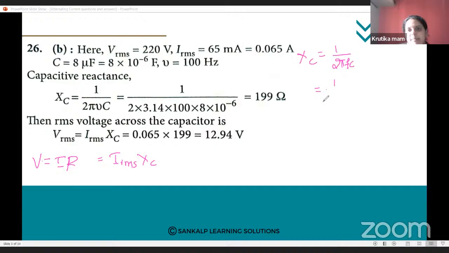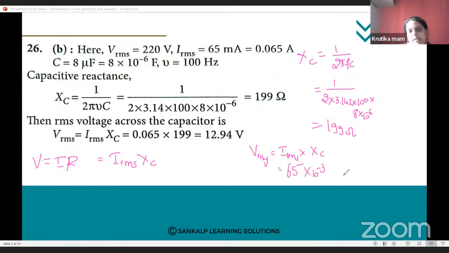So that is nothing but 1 divided by 2 into pi value 3.142 into f. Frequency is given in the question, that is 100 hertz, into C value. So C value is 8 microfarad, that is 8 into 10 raised to minus 6. Yes. So if you simplify this, you are getting 199 ohm. So when you get the XC, we can go for the VRMS calculation. VRMS is equal to IRMS into XC. IRMS is 65 milliampere. Therefore 65 into 10 raised to minus 3 into 199. So option B is the correct answer. You can see the solution part there and copy down.